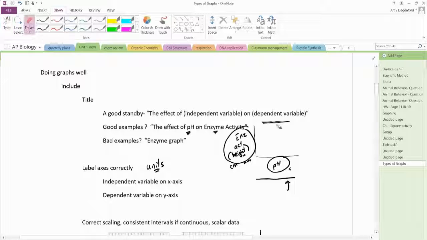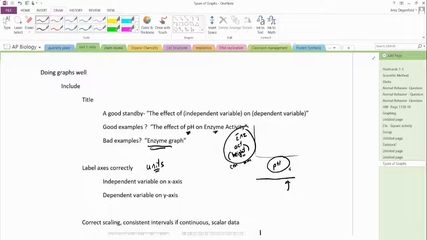Now the title could go above or the title could go below. For our purposes, it's probably better above. Now, what's a bad example of a title? I've had students just write enzyme graph, which doesn't really illustrate what you're doing. A good title will allow the reader to know what the graph is indicating. You should be able to have somebody look at your graph and go, oh, in this graph, I'm going to see how pH affected the enzyme activity.